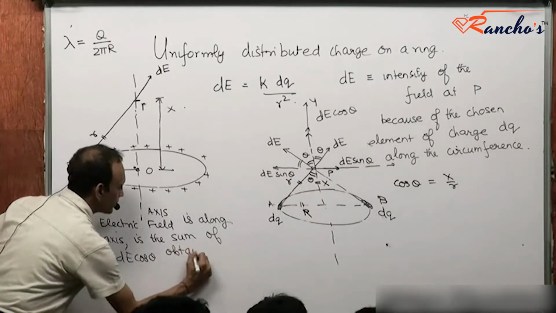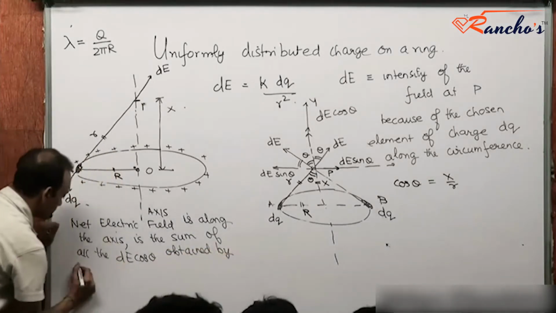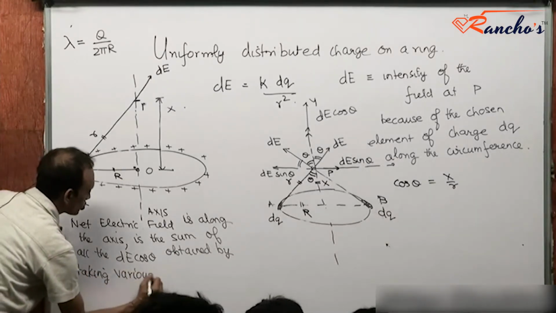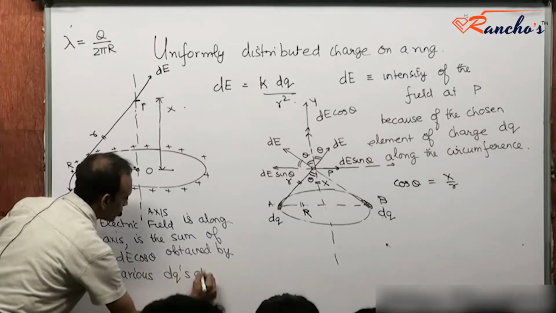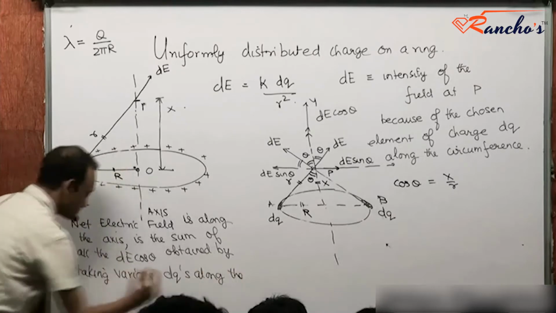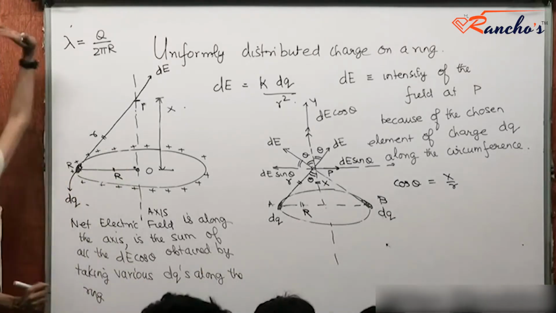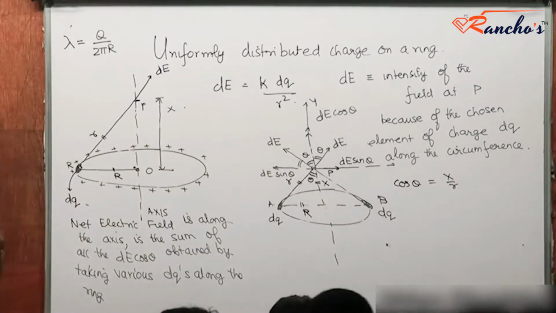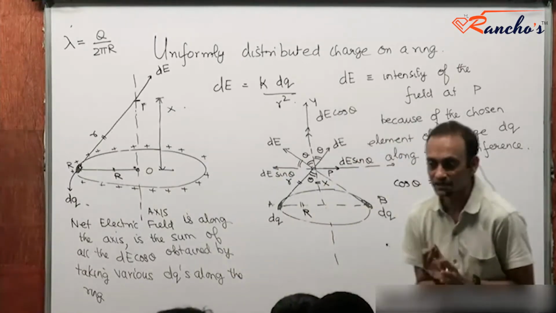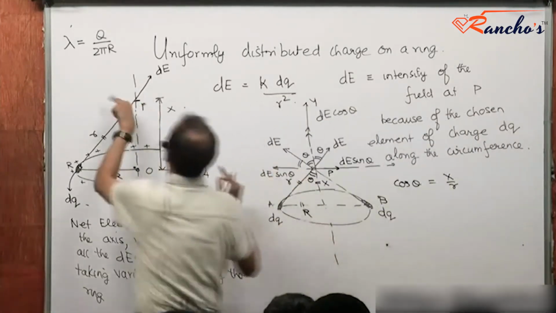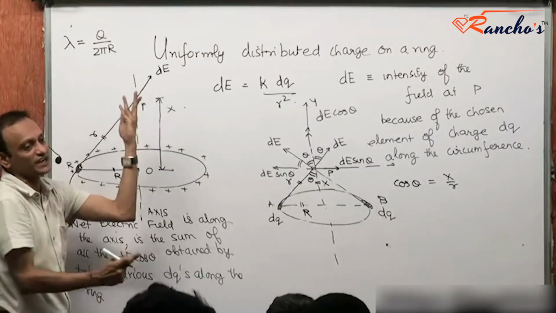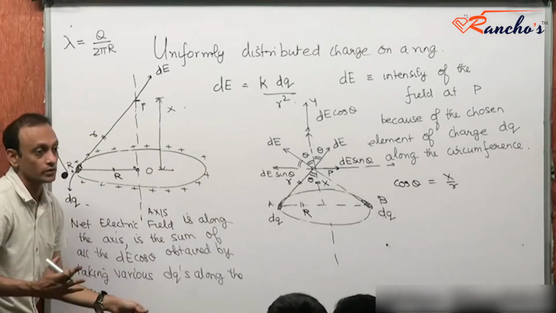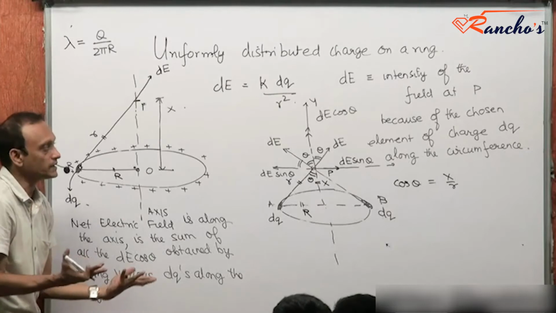obtained by taking various dq's along the ring. Isn't it? The net field will be the sum of all the dE cos thetas, right? dE cos thetas are all along the axis, so they can be added like scalars. But I couldn't have said the net electric field will be the sum of dE's, because these dE's are in different directions. I can't add them like scalars, right? But all the dE cos thetas are in the same direction. I can add them like scalars.